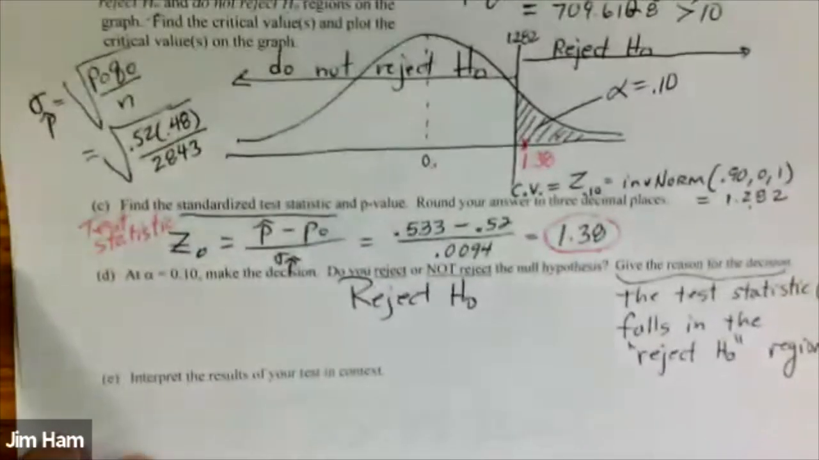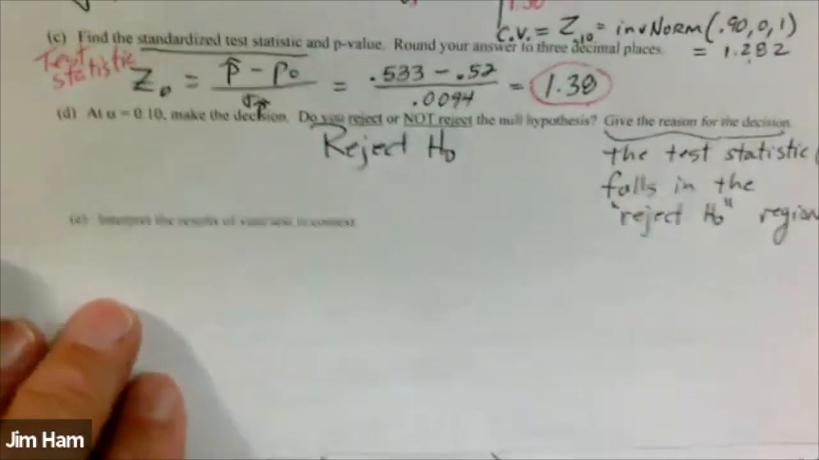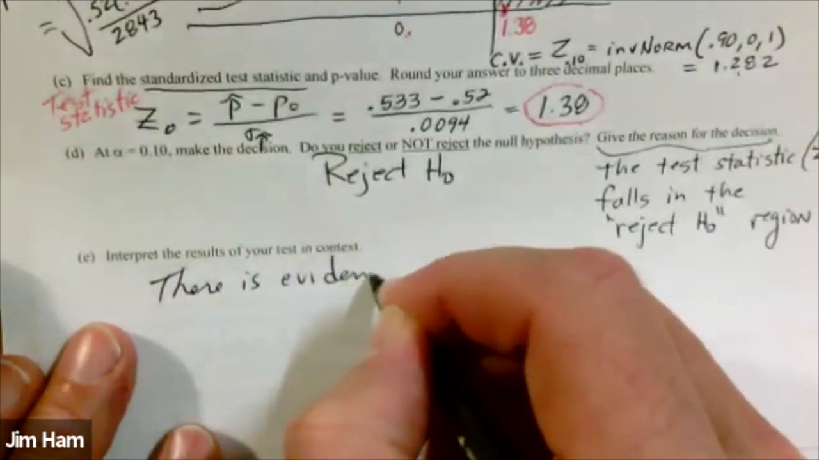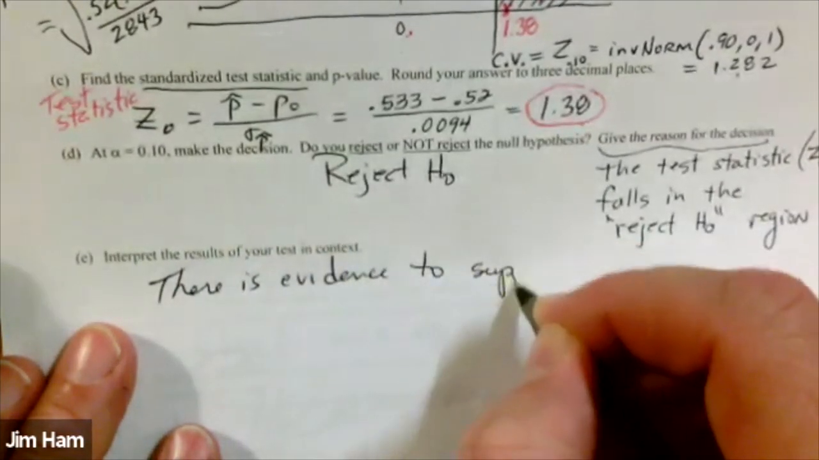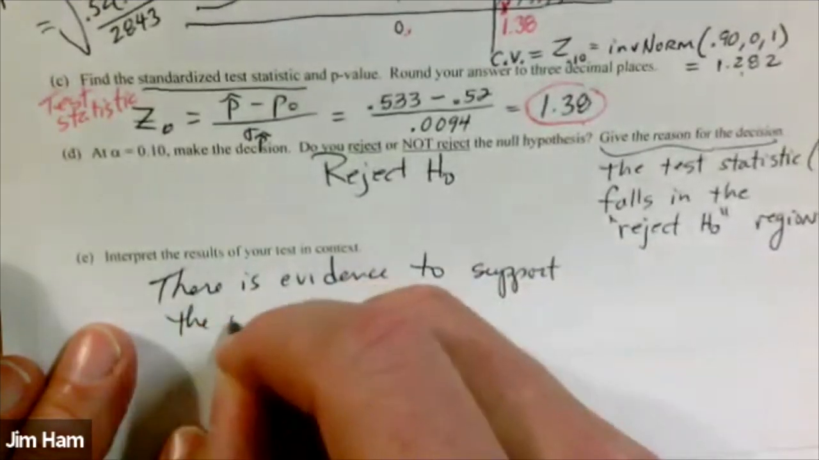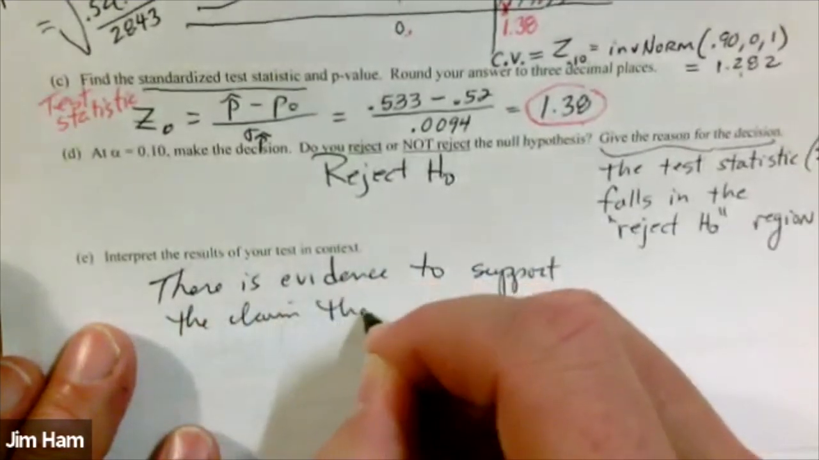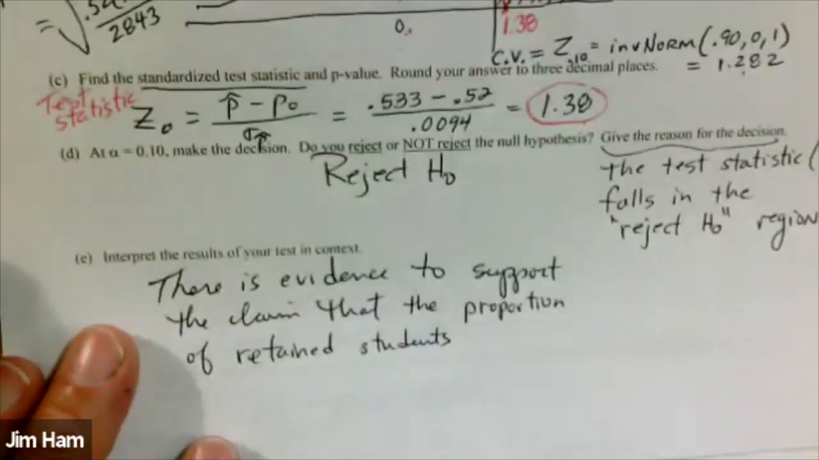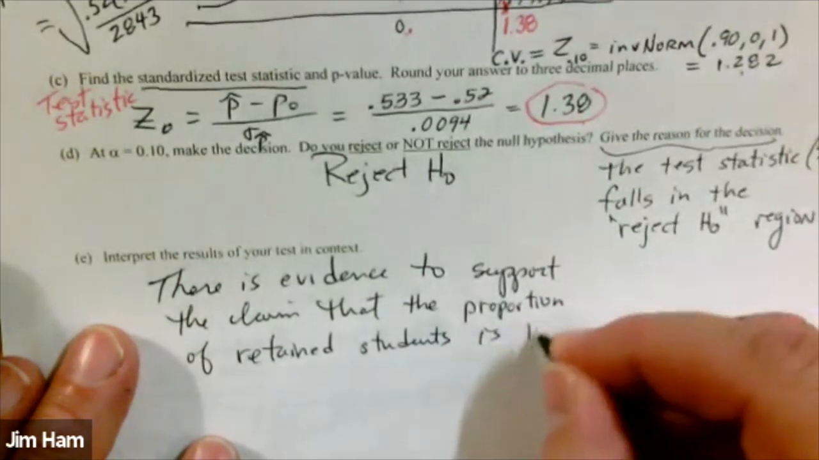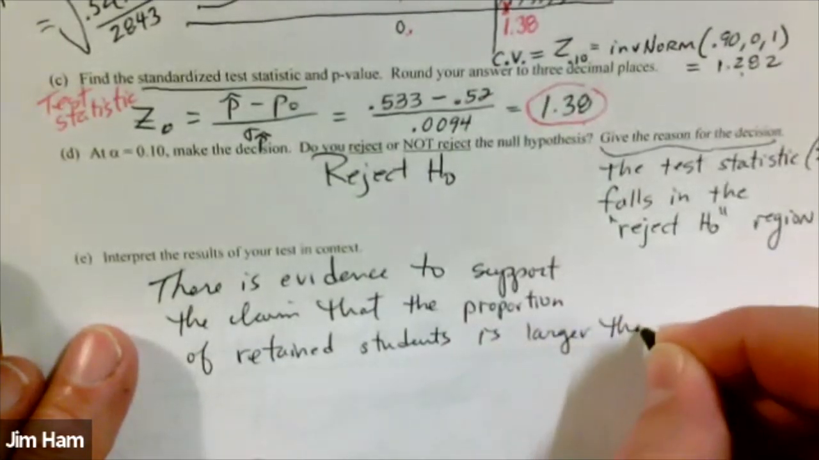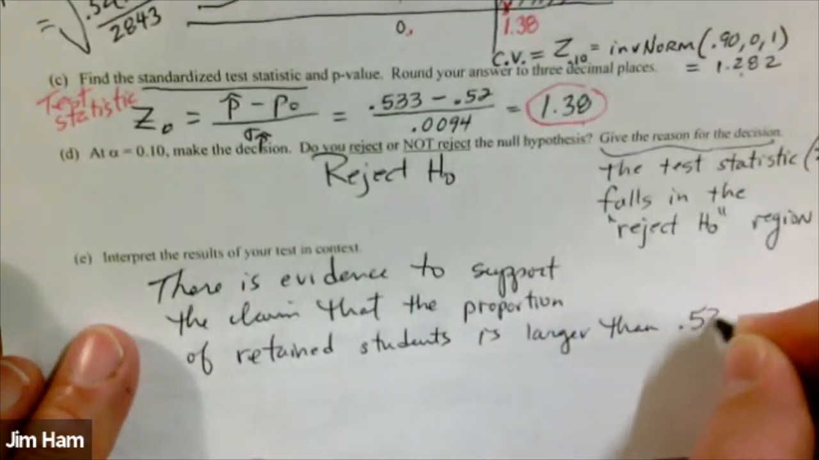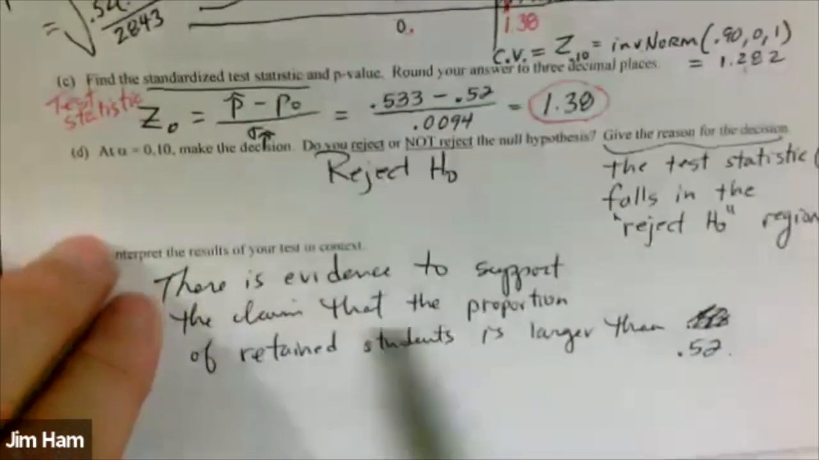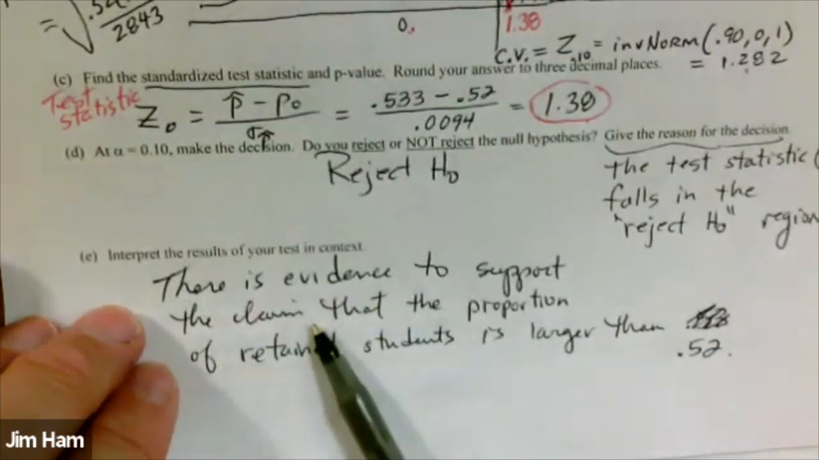So just provide some more details, but other than that, we're going to say there is evidence to support the claim that the proportion of retained students after the new policies were put in place is larger than what it was before those procedures were put in place, 0.52.